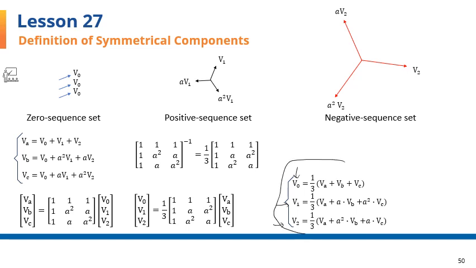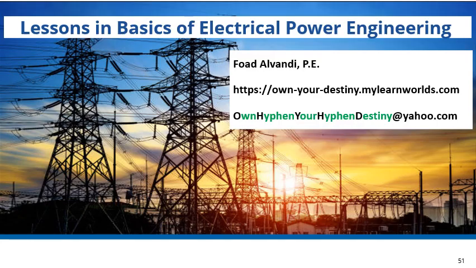And here are the equations to remember in going from three phasors, any three given phasors, VA, VB, VC, to their sequence components, zero, positive, and negative sequence. We have reached the end of lesson 27. In lesson 28, I'll go over some examples that will provide practice with the use of the symmetrical components.